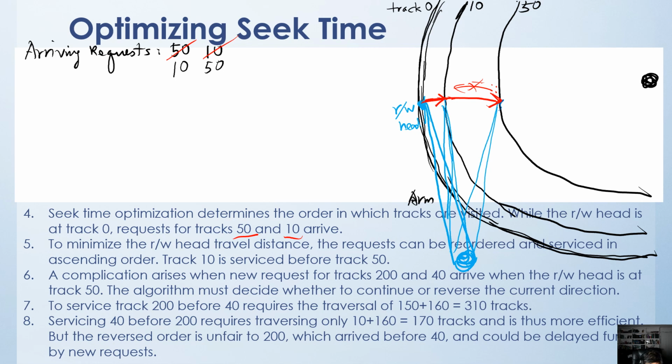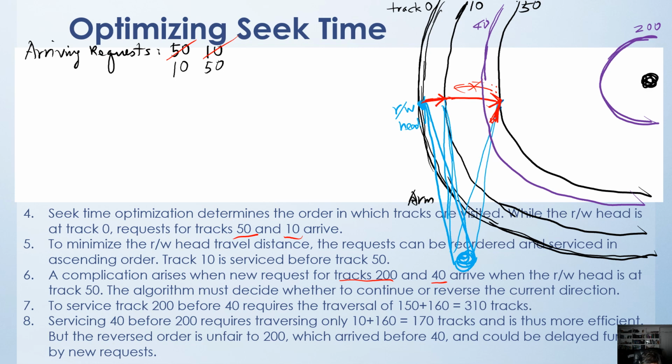Now a complication arises if requests for track 200 and 40 arrive. Where's the read and write header now? It's over here, at track 50. Where is track 200? Let's say track 200 is over here. It's very close to the center. That's track 200. Now where's track 40? 40 is actually close to 50. That's 40.